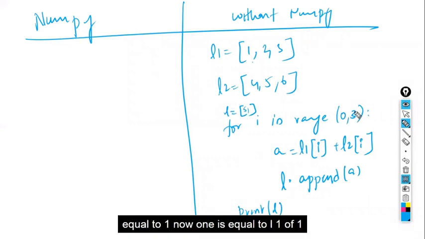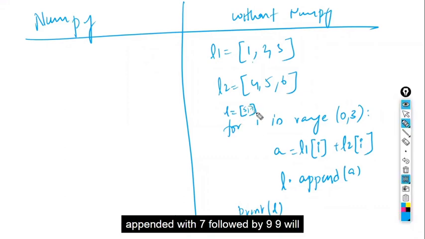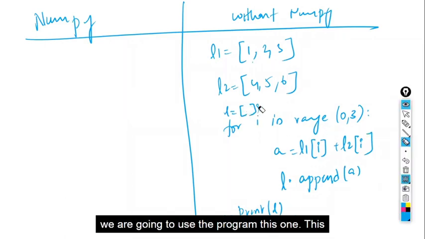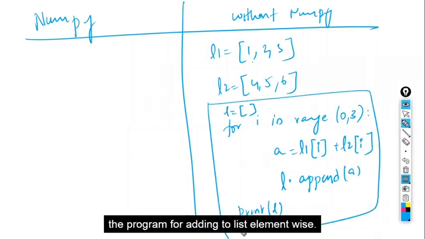Now i is equal to 1. L1 of 1 is 2, L2 of 1 is 5. 2 plus 5 is 7, so 7 will be appended, followed by 9. So this is the program. This is the program for adding two lists element-wise.